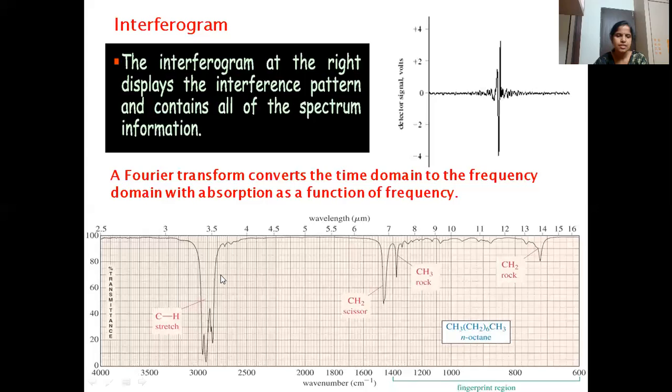Here you can see all the absorption bands are very clear and we can easily identify the structure of the compound. That is the main use of FTIR, where the time domain spectrum is converted into a frequency domain spectrum.